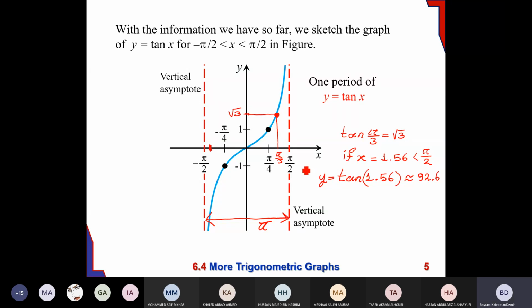For example, if you like to see the next asymptote after pi over 2, you just need to add the pi. So pi over 2 plus pi will give you 3 pi over 2, which is another period, another asymptote. So you can just copy the exactly same picture.